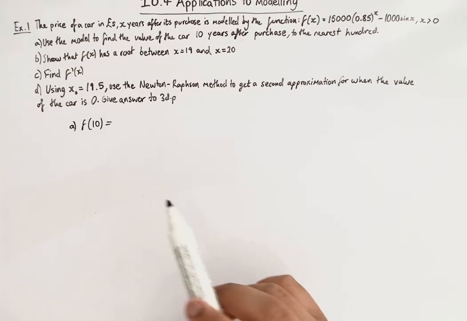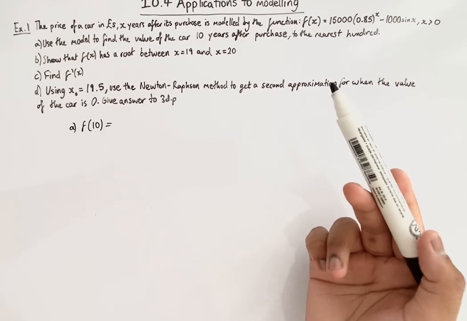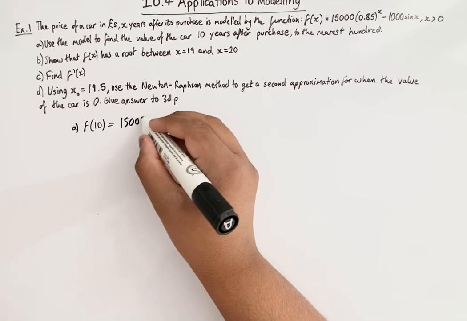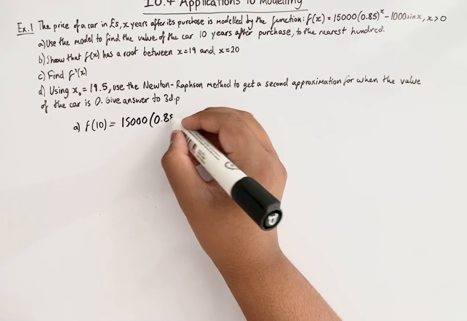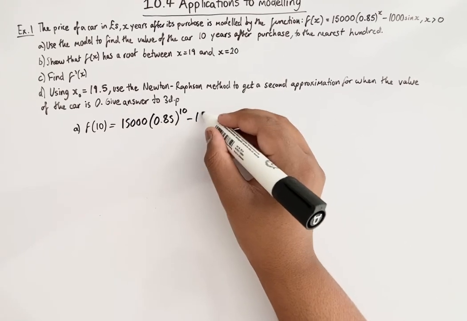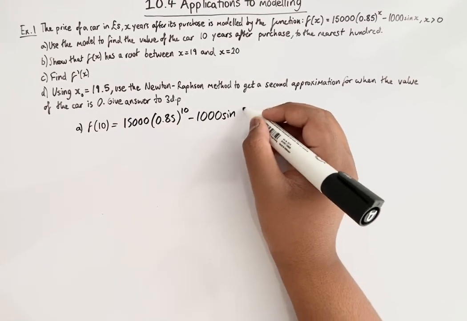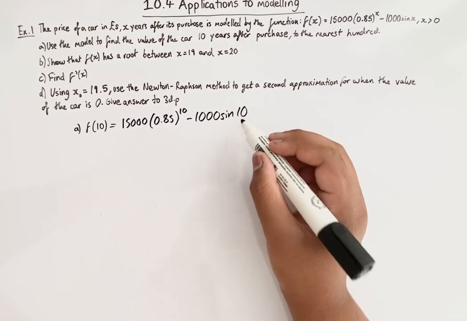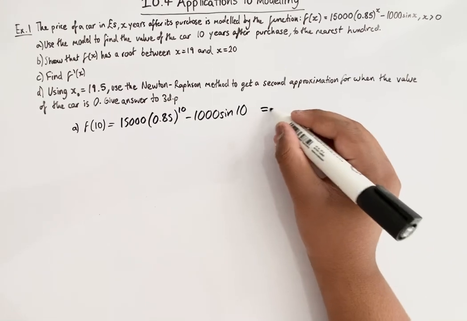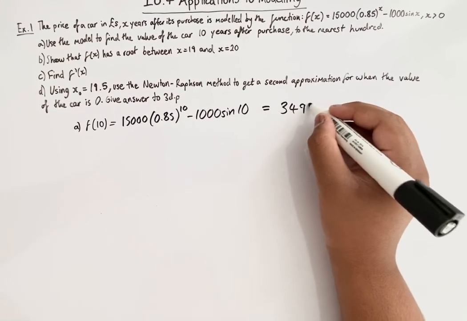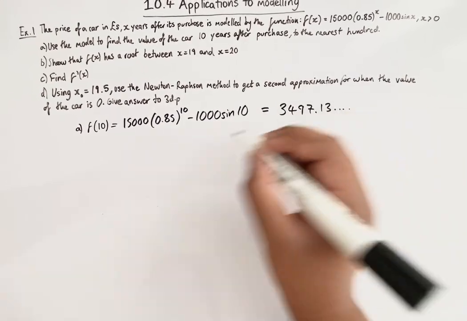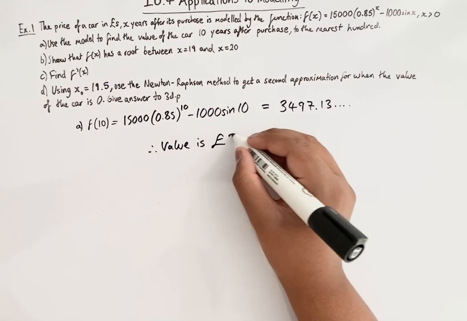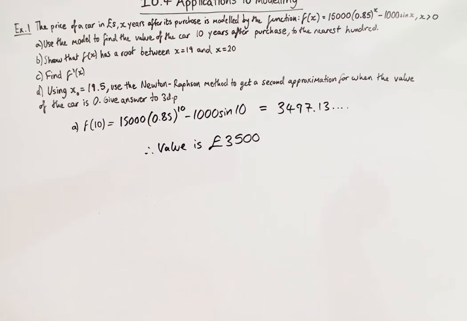For part A, to find the value of the car 10 years after its purchase, all we're doing is finding f of 10. This is going to be equal to 15,000 multiplied by 0.85 to the power of 10 minus 1,000 sine of 10. Unless otherwise stated, you should always assume the angles in questions are measured in radians. This will give you about 3,497.13 and so on. And so therefore, the value is £3,500 to the nearest 100.